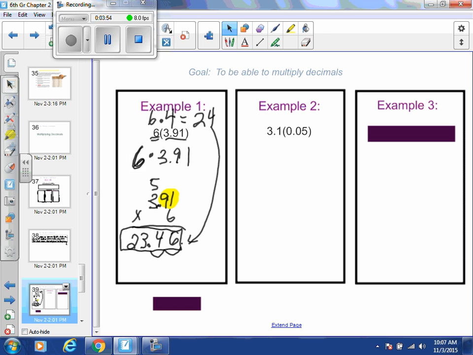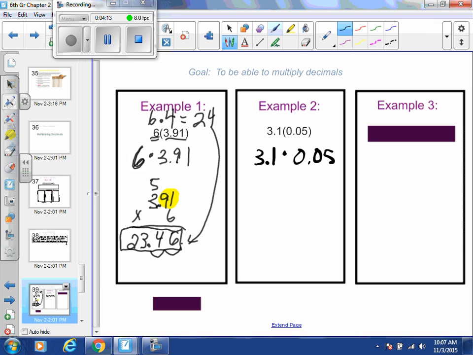All right, example 2 says 3 and 1/10 times 0 and 5 hundredths. If you prefer to write it with a multiplication sign, you can. If it just makes sense to you, seeing the number right next to parentheses, and you know right away that means multiply, you can do it that way.